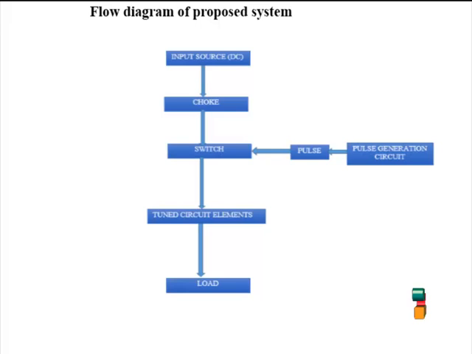Next, we see about the flow diagram. Generally, we know that an inverter is a process of converting DC to AC. Here the input source is a DC source. That DC supply is fed to the choke. Choke is a passive element.